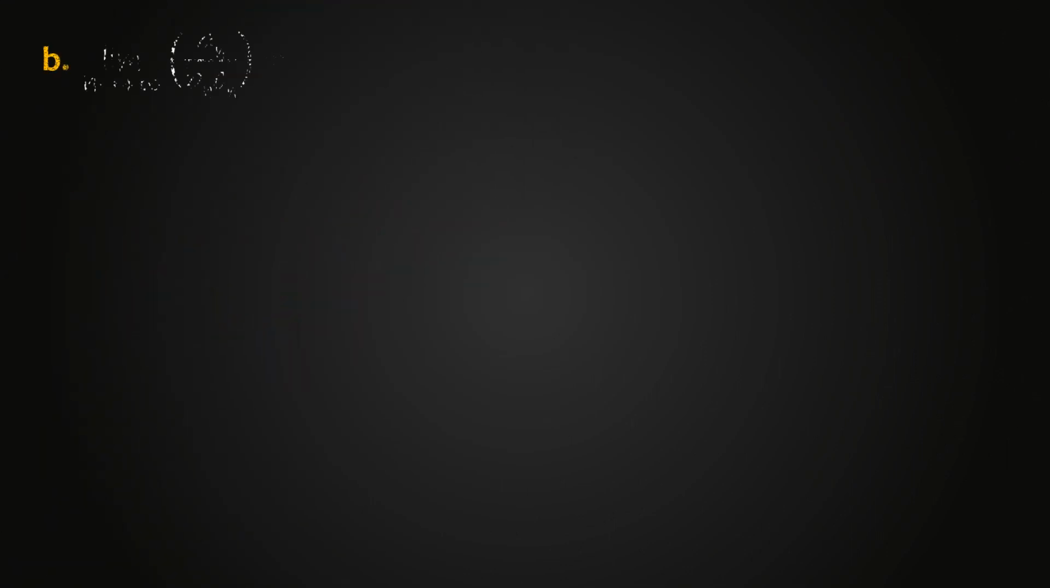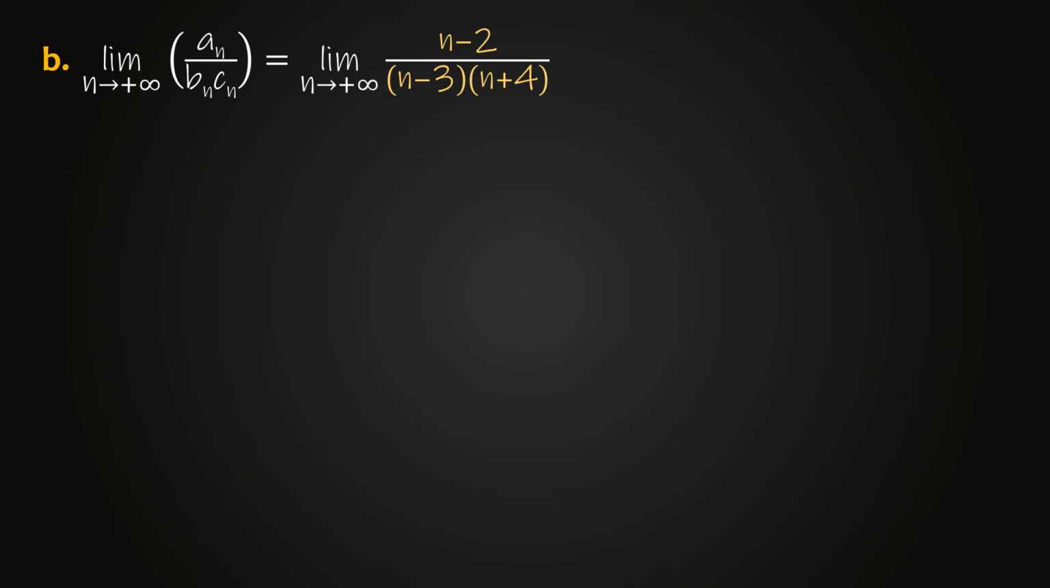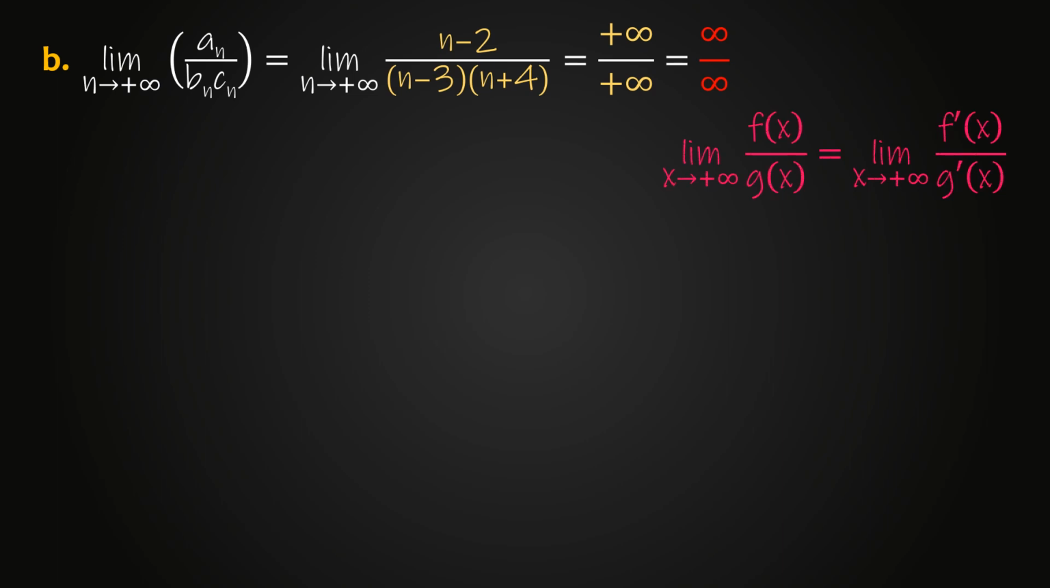B. Substitute the general terms of sequences A, B, and C. If we apply properties of limits of sequences, the result is the indeterminate form infinity over infinity. Use L'Hopital's rule. Differentiate the numerator and the denominator. Apply the quotient rule.